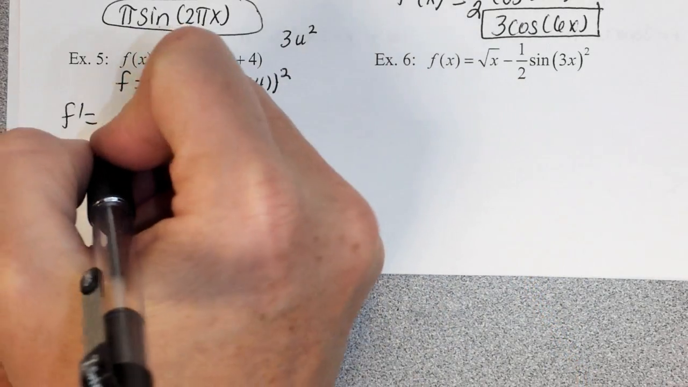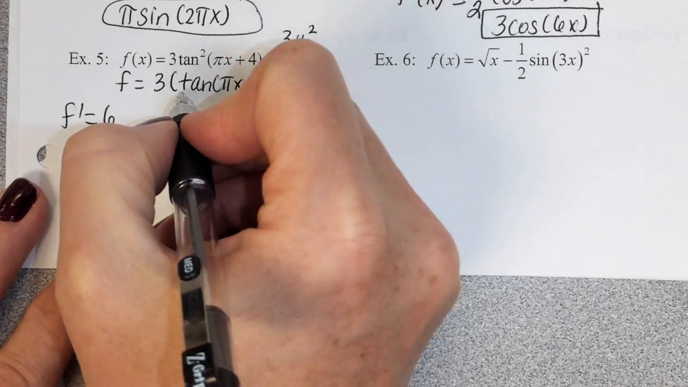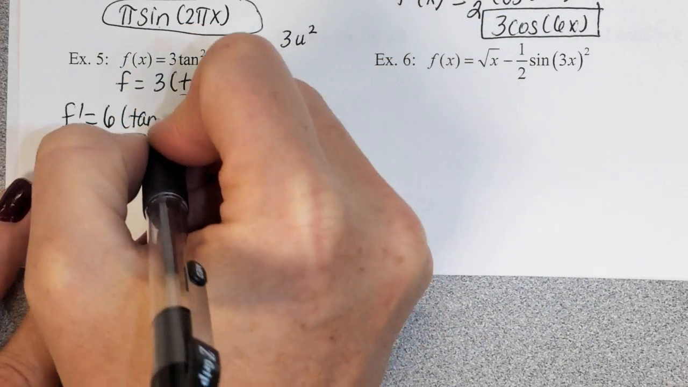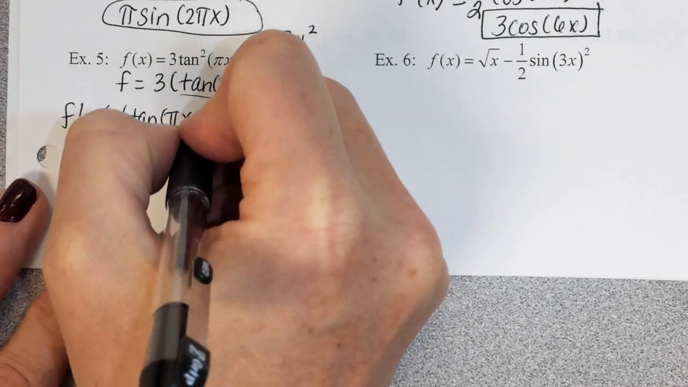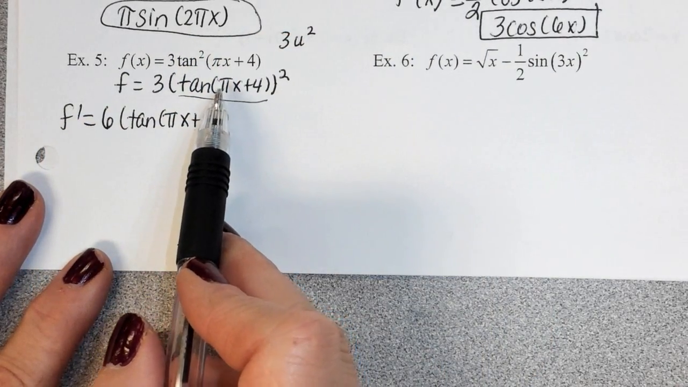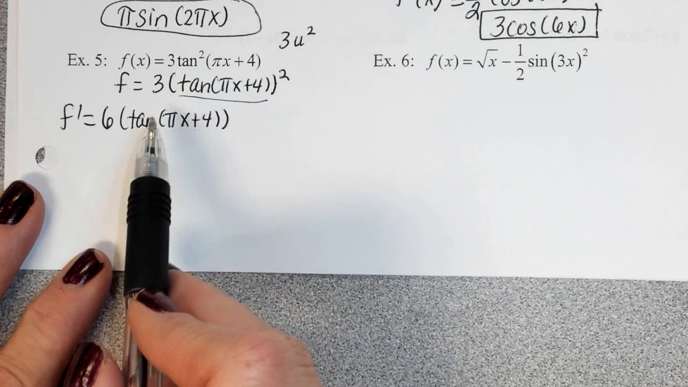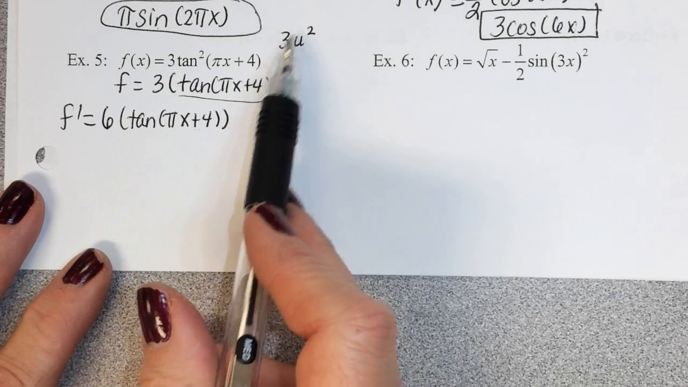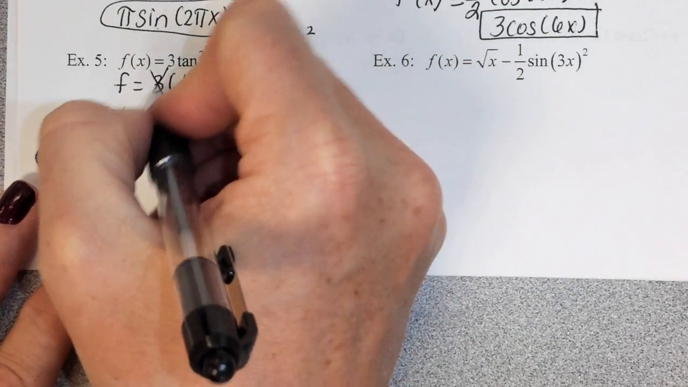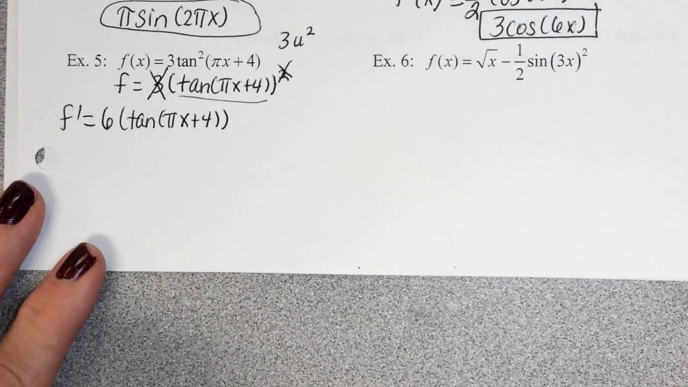Right. And I don't change the u. 6, right here is my u. Don't change it. That's where people miss these problems, is because they change that. They take the derivative of it too early. So we just did the 3 times 2. So now I'm finished with that. Some people do better if they literally mark that out to show that they're finished with that part of it.